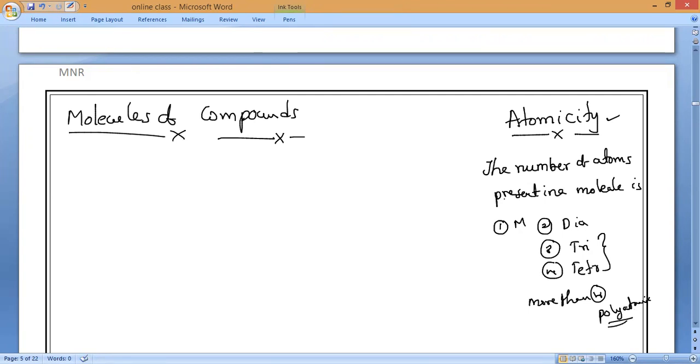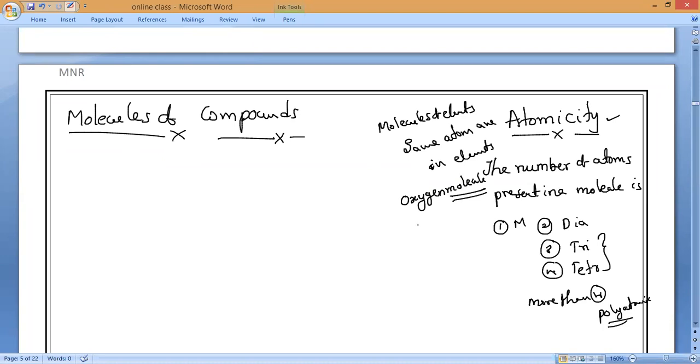Now, this all we studied for molecules of elements. Molecules of elements means the same type of atoms are present. That is the most important thing. For example, if we take the oxygen molecule, what is its atomicity? Oxygen molecule, O or O2? It is O2.